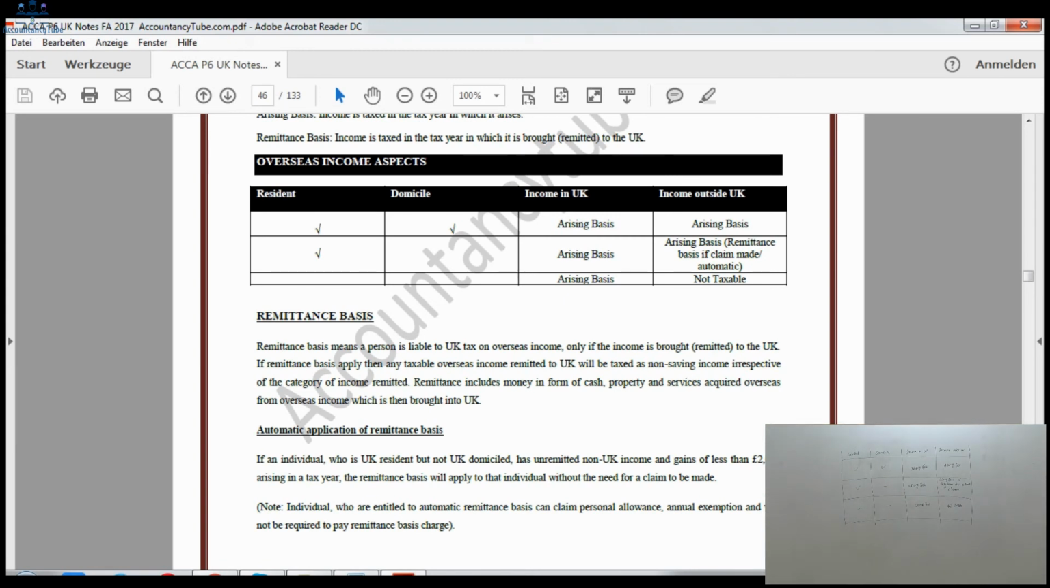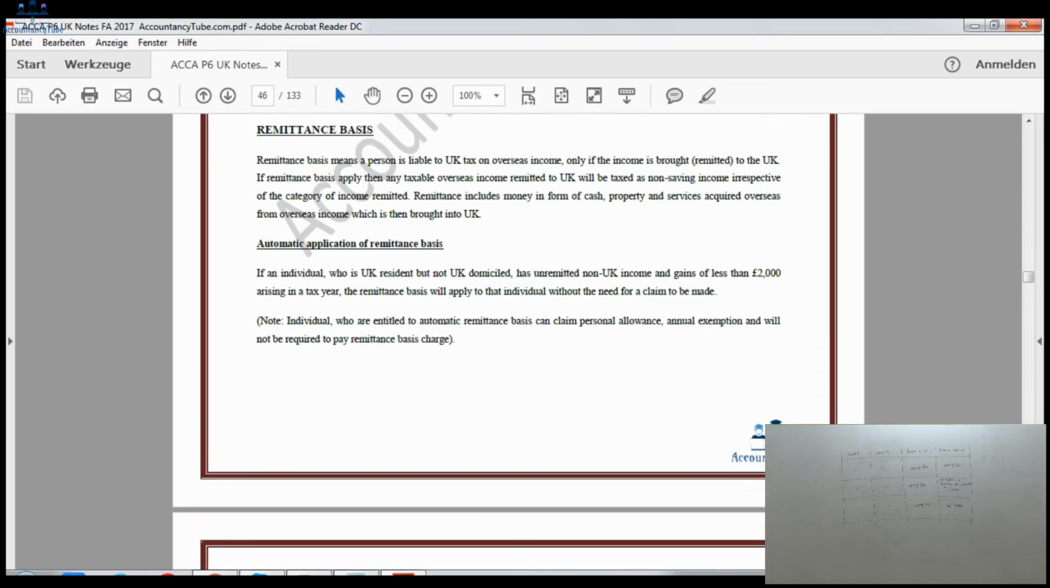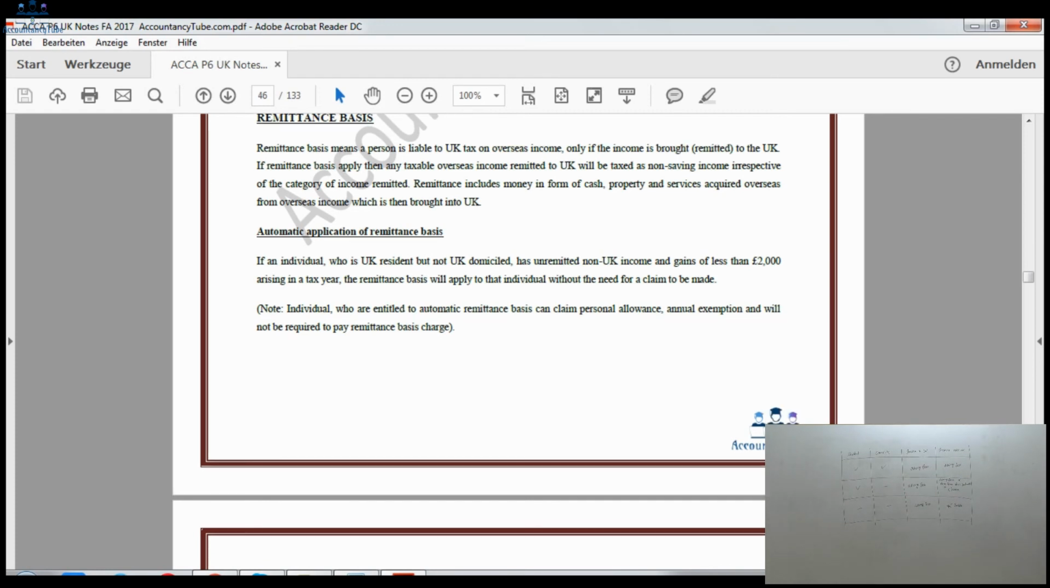And on top of that, you will also have to pay the remittance basis charge. Now, what is the remittance basis charge? I will just show you in a minute. So an individual who claims the remittance basis and is a long-term resident is required to pay the remittance basis charge. So if you have been living in the UK for 7 out of the 9 previous years, then you will have to pay the remittance basis charge.